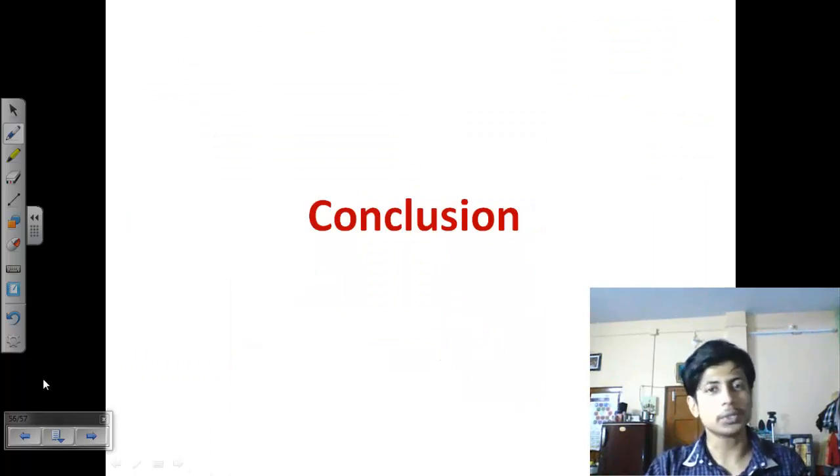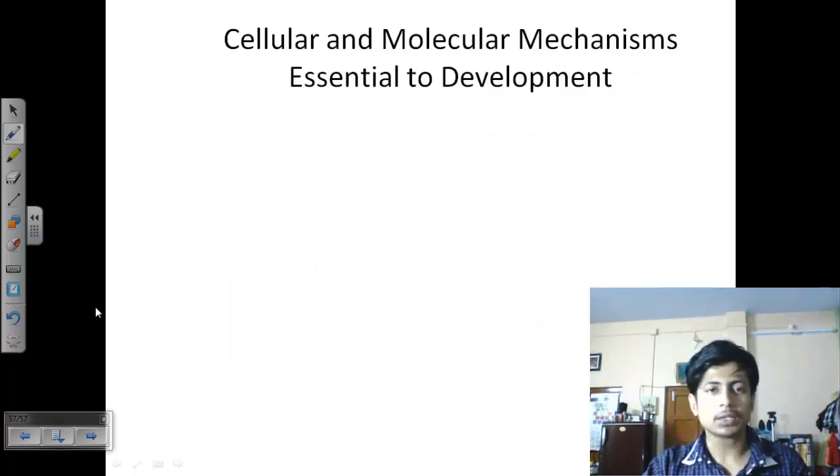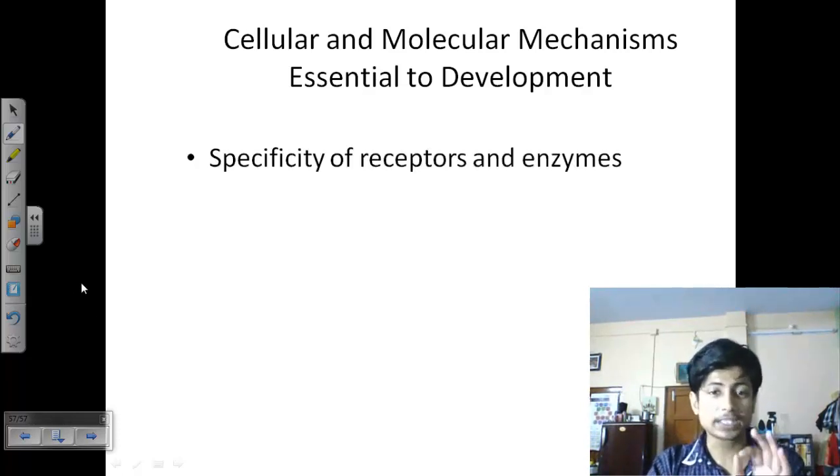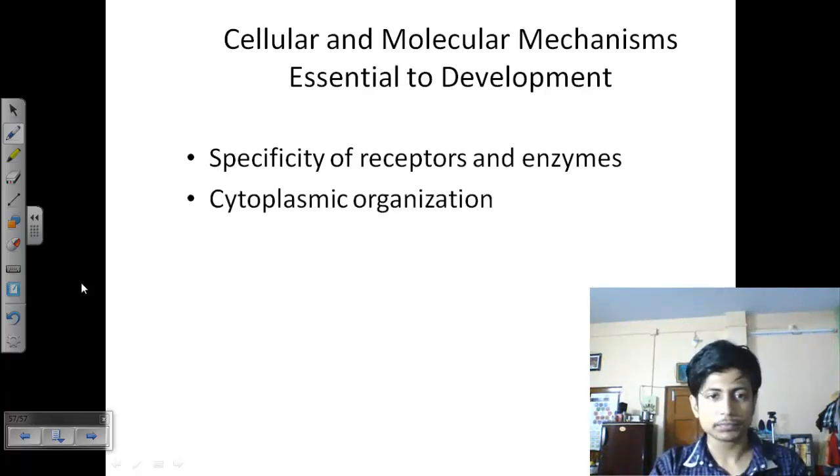So finally, this is the conclusion time. The conclusion about the cellular and molecular mechanisms that are essential to development is the specificity of receptors and enzymes that are present. From the beginning of fertilization, we need receptors to be present on the surface of our gametes, like receptors on the surface of either egg or sperm for proper fusion. And we need enzymes in the form of digestive enzymes present in the acrosome for mediation and delivery of the sperm pronucleus inside the egg.